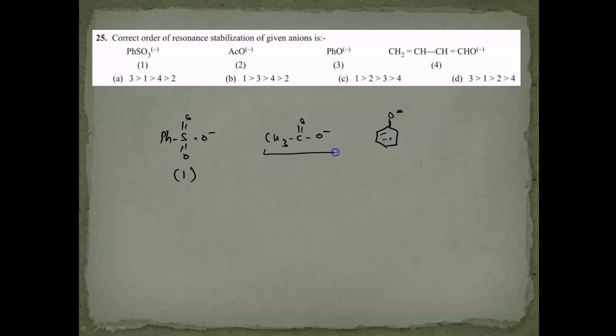But then this is equivalent resonance. The two structures that we draw over here will have the same type of double bonds and the same type of atom having a negative charge. So this is an equivalent resonance. Therefore 2 will be more stable than 3. And for the fourth one, it is not possible to have a resonance. Therefore the order is 1, 2, 3, 4. For this question number 25, answer is C.